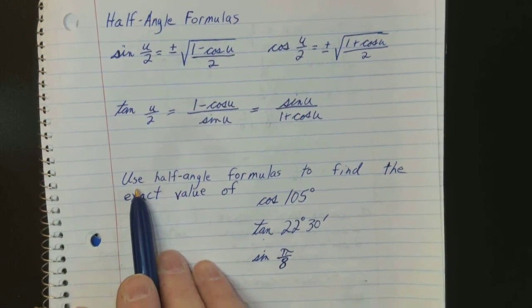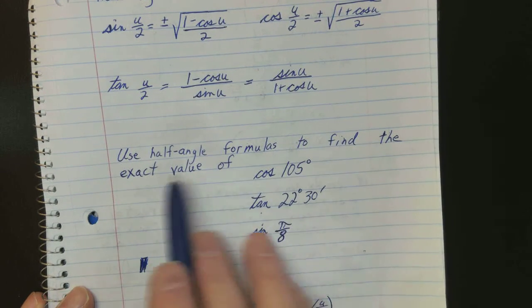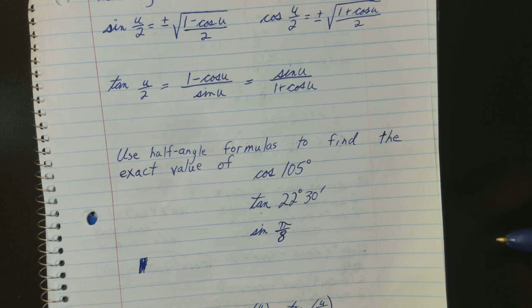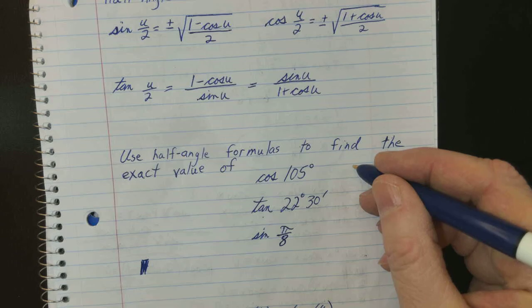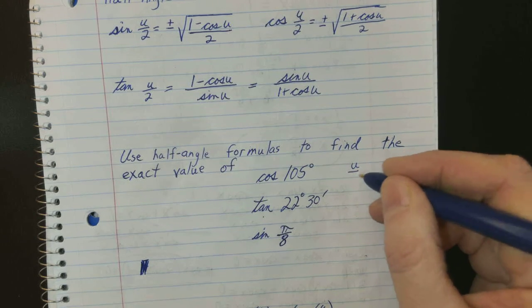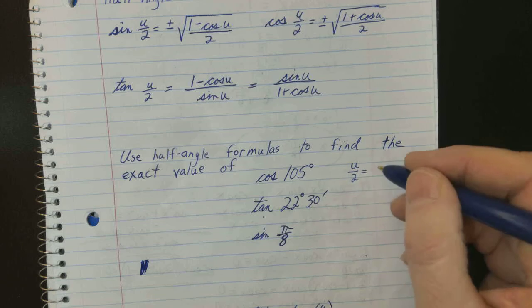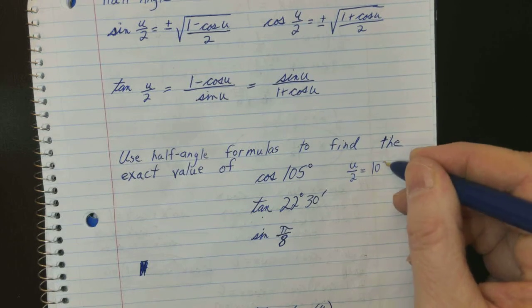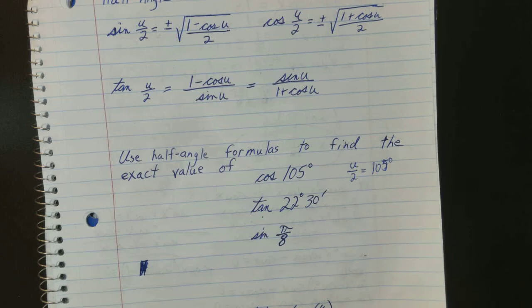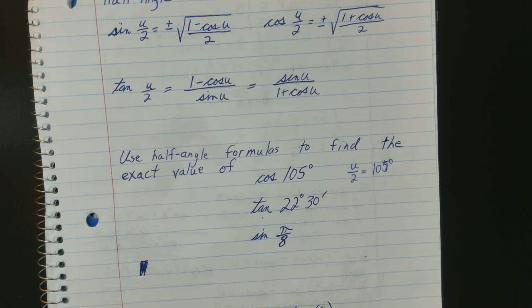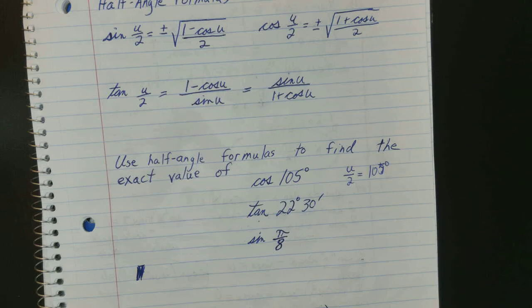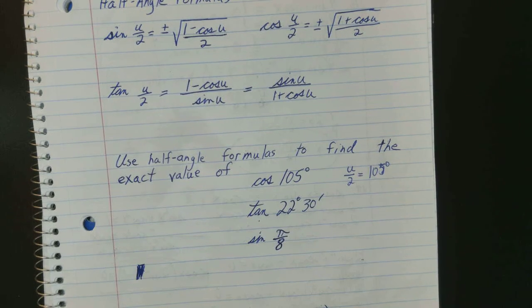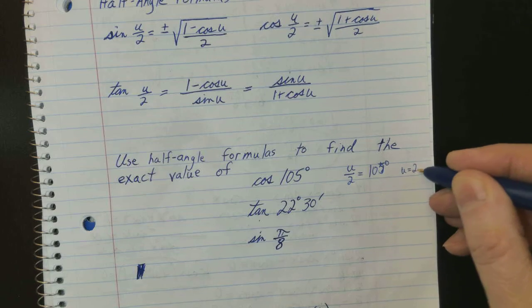I got three examples here. Use the half angle formulas to find the exact value, first of cosine of 105 degrees. Now, I want to find the cosine of 105 degrees. So if I make the u over 2 part equal to 105 degrees, what is the u value that we're going to use? Okay, u is 210 degrees, right?